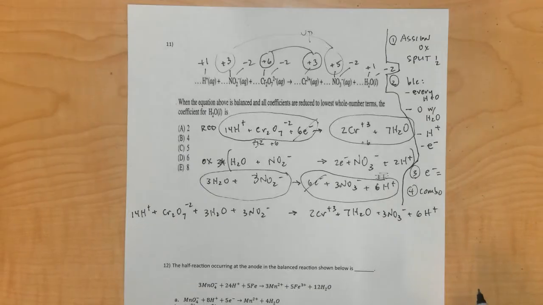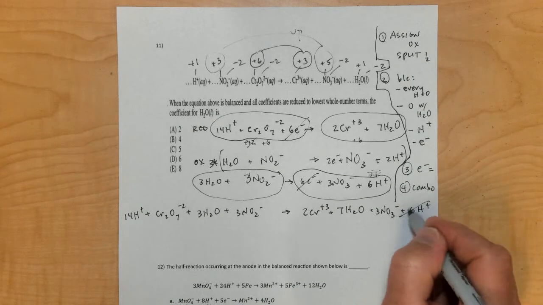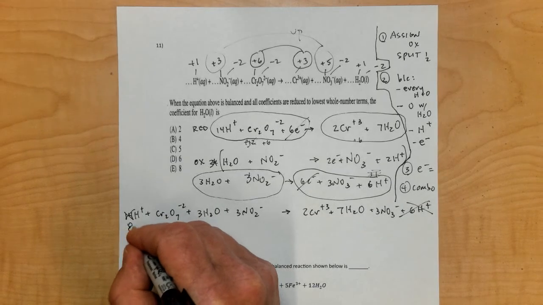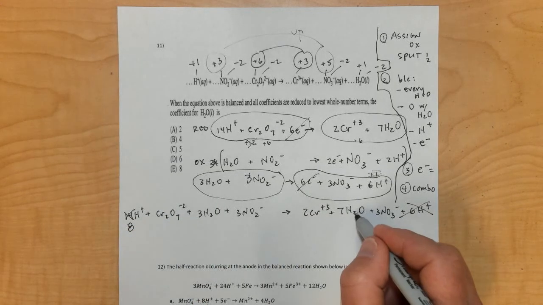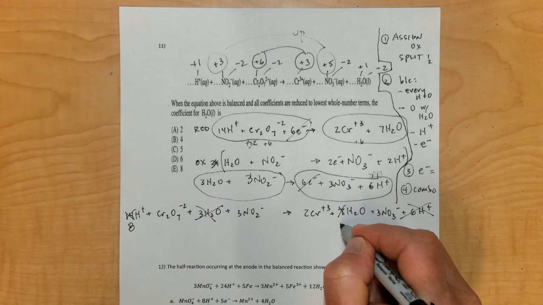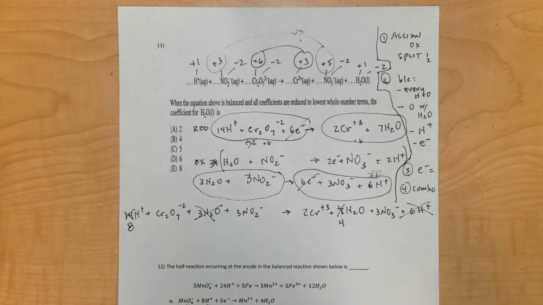And now I can cancel a bunch of stuff. So I got 6 H pluses here that are going to go away, which gets me down to 8 on this side. I have 7 waters here and 3 waters here, so my 3 waters are going to go away, and then I'm going to end up with 4 H2Os right there.